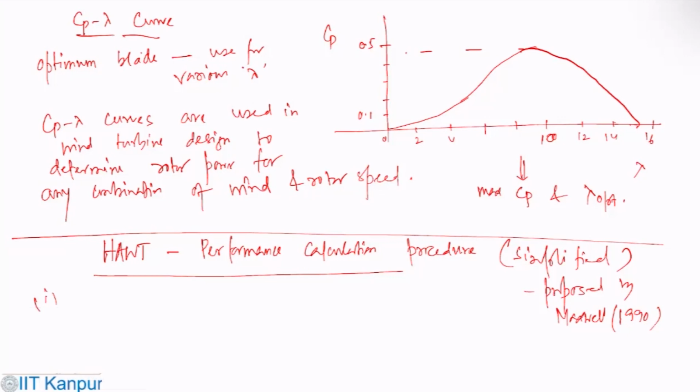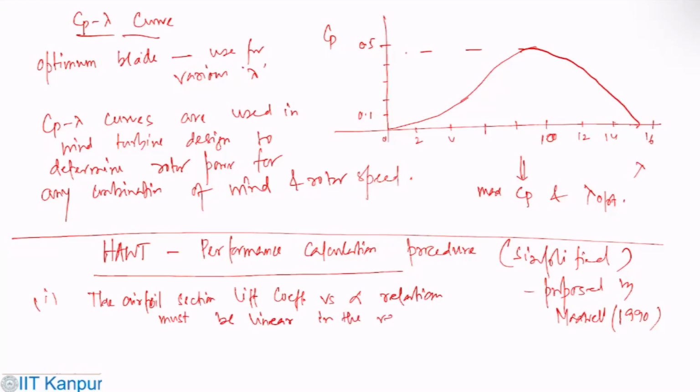Number one, the airfoil section lift coefficient versus alpha relation must be linear in the region of interest, which simply tells that you stay within that linear variation of the CL versus alpha curve, which is before stall. Okay.